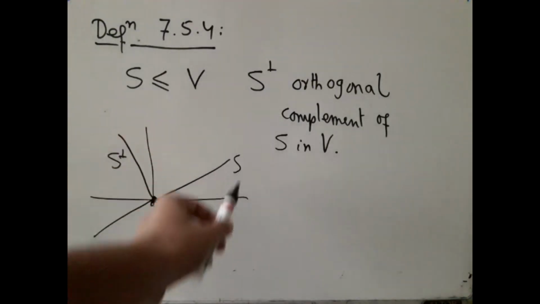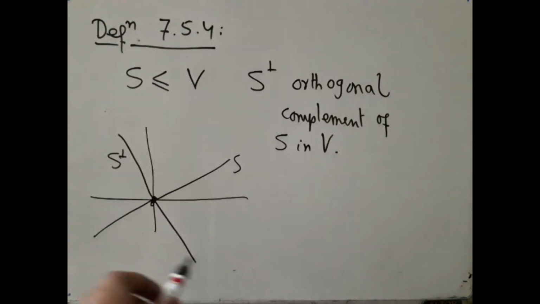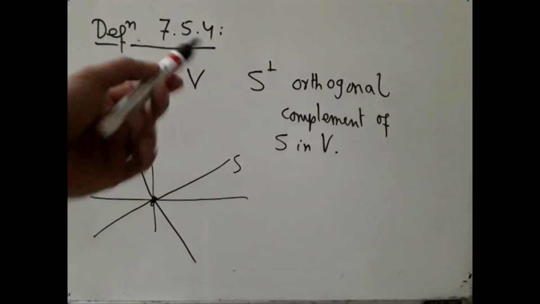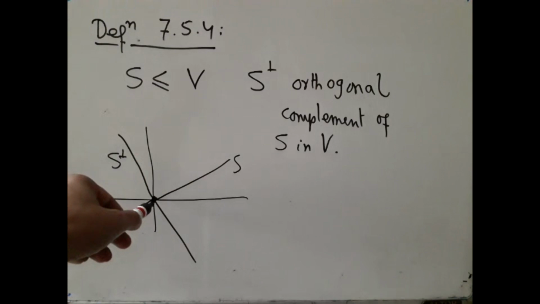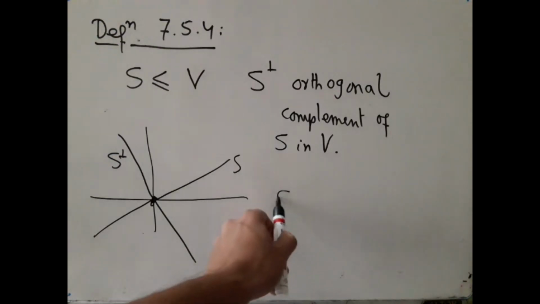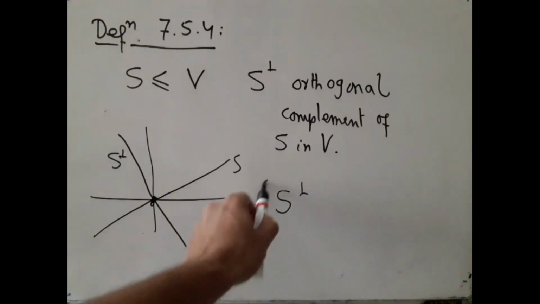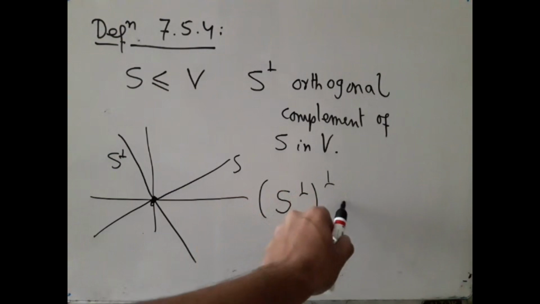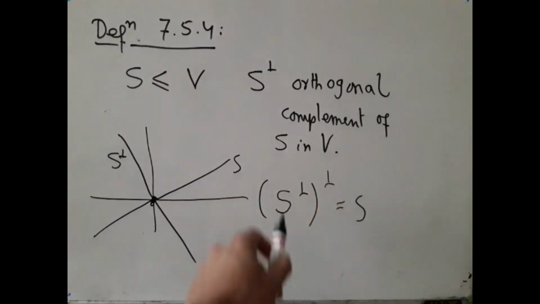And if I work with the entire space, so S is equal to V, then its orthogonal complement will be just the trivial subspace. And it is quite easy to see that if I take S perp and perp of that, I will get back to S. Remember, this does not hold for an arbitrary subset of V. It holds for a subspace.